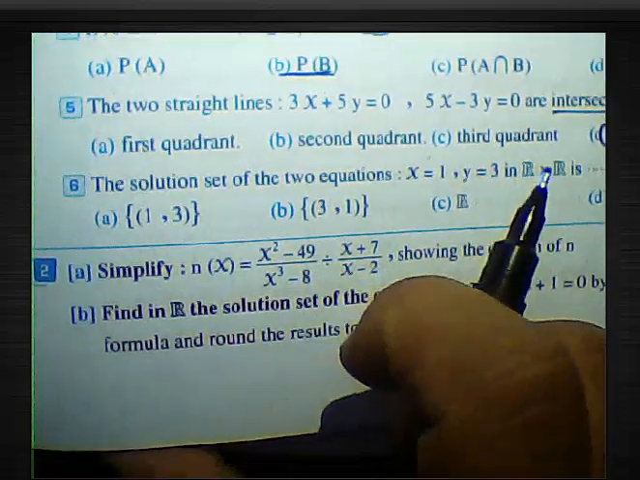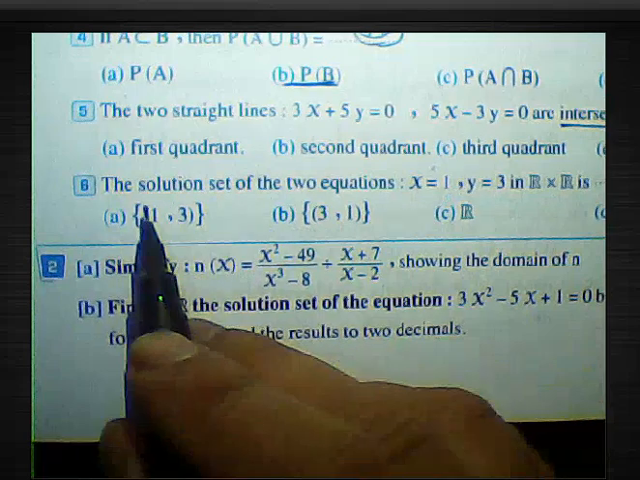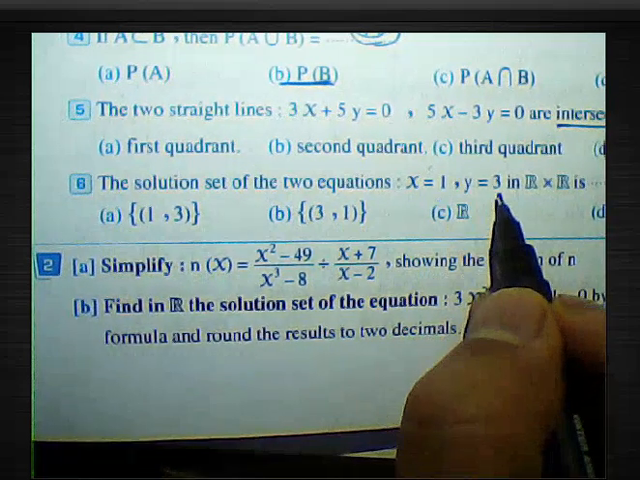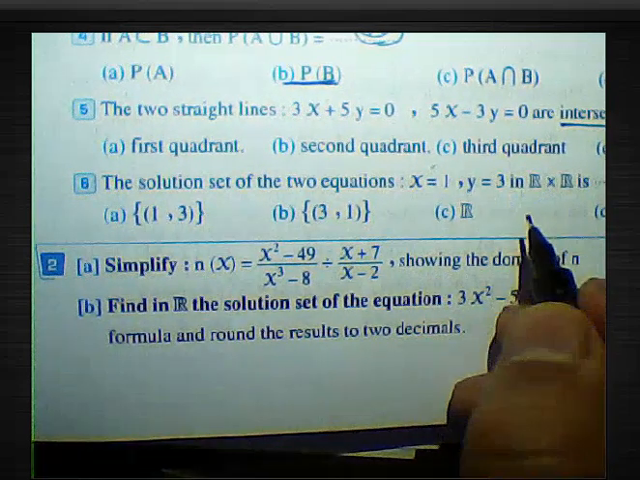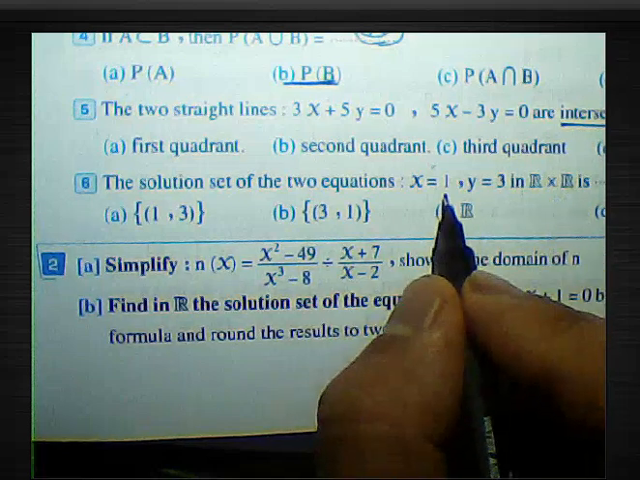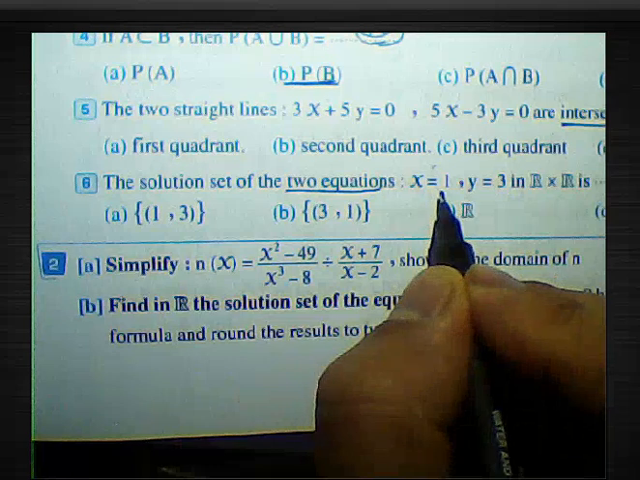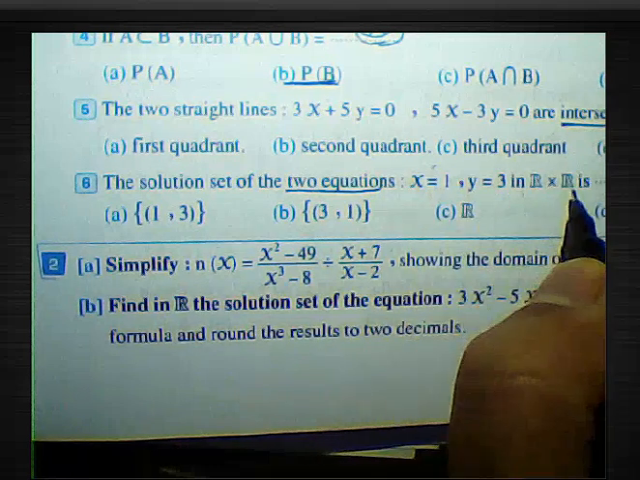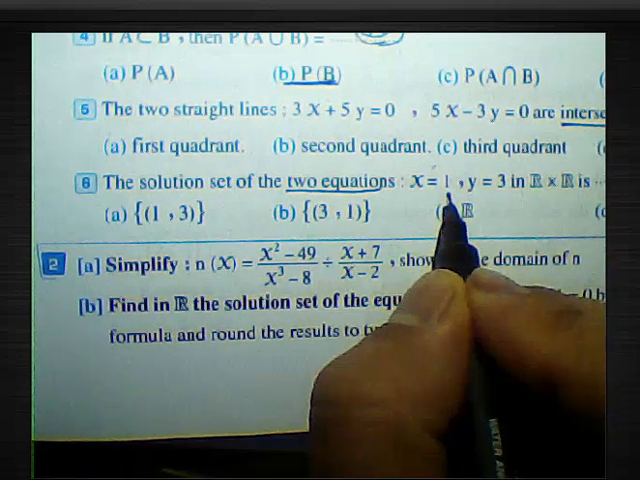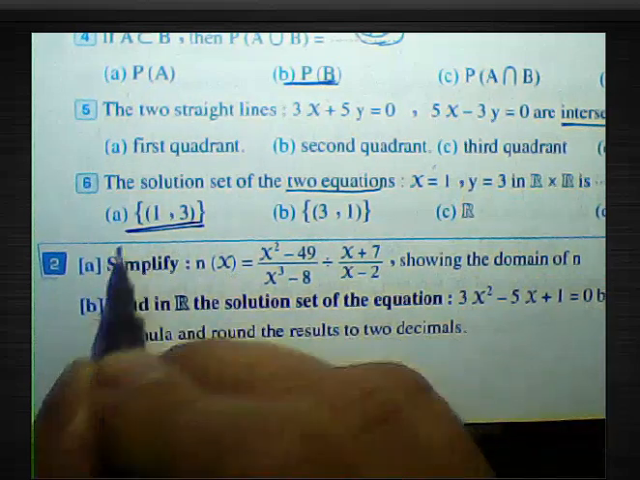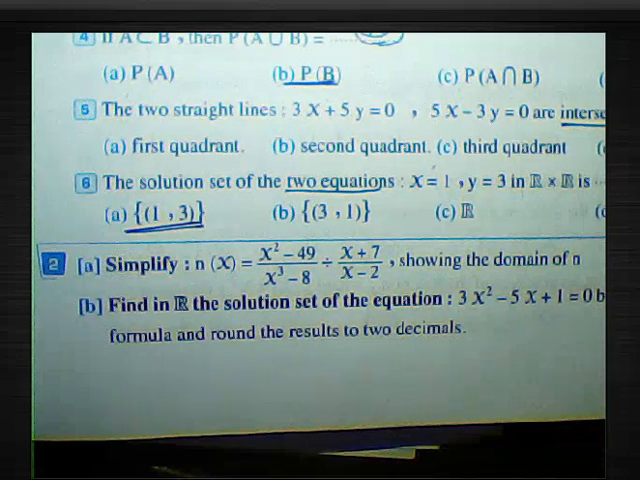Question number 6. The solution set of the two equations x equals 1 and y equals 3 in R times R equals (1, 3). The two equations intersect at the point (1, 3). Choose letter E as the result.